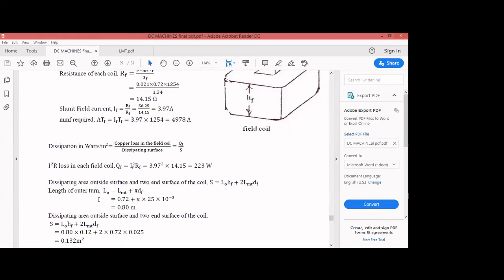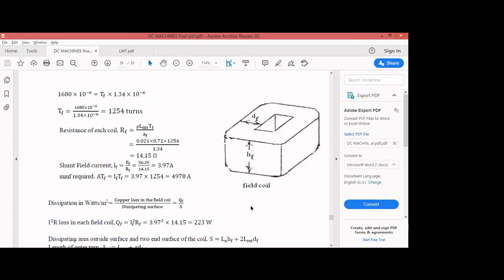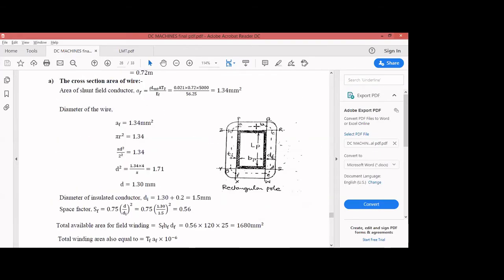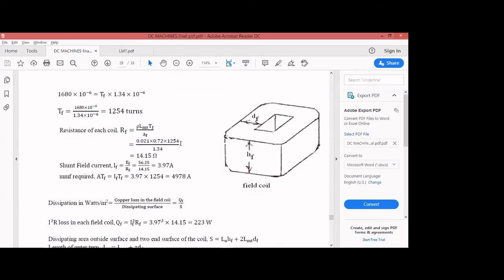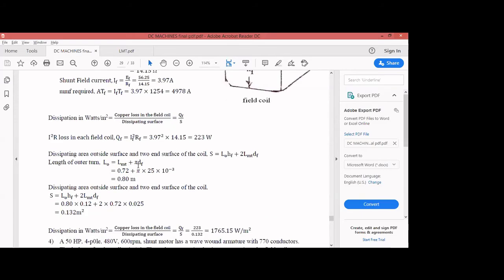So the length of the outer turn L0 is nothing but LMT plus pi DF. You can see here, LMT is already calculated. Then I want this distance. This distance is once again pi into DF. So this is LMT, already got. Then for this arc you calculate pi into DF. So L0 is equal to LMT plus pi DF.